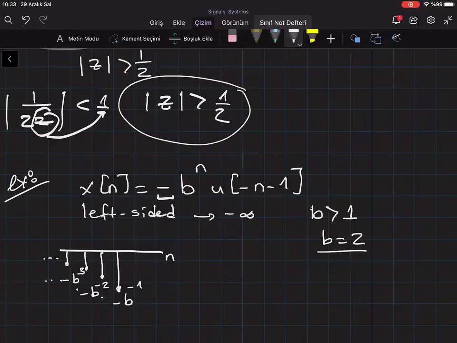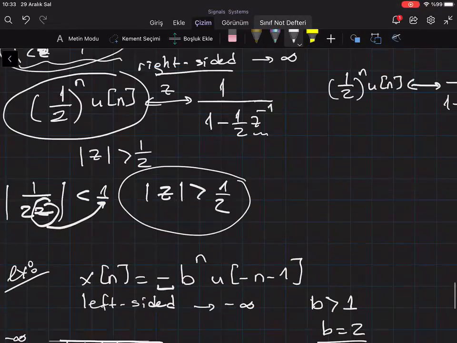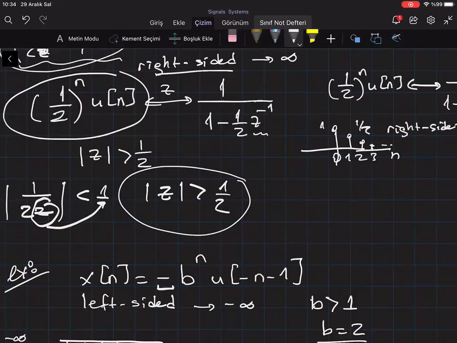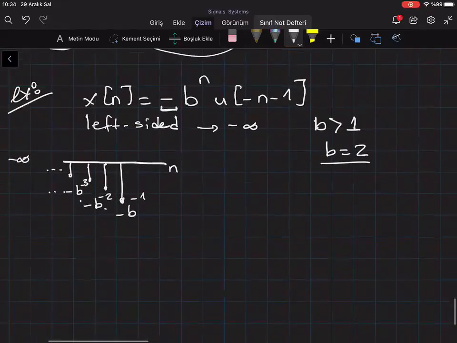You understand the difference between left-sided and right-sided, right? This is the minus infinity part. And if I want to draw this one, 1 over 2, 1 over 4, and so on. And this is going to be 0, 1, 2, 3. This is right-sided, going towards plus infinity. Anladık mı gençler burasını? Peki, let's work on this one. I want to work on this one together.